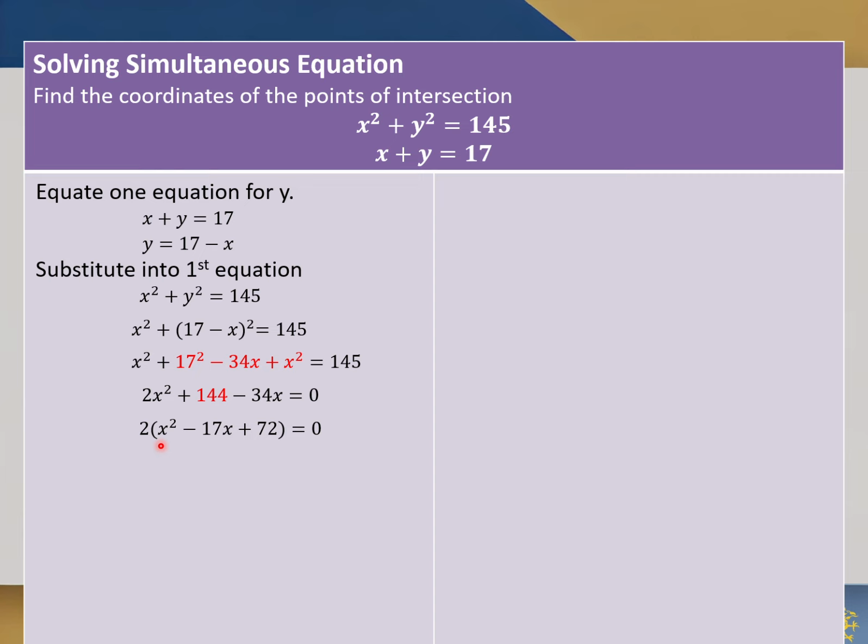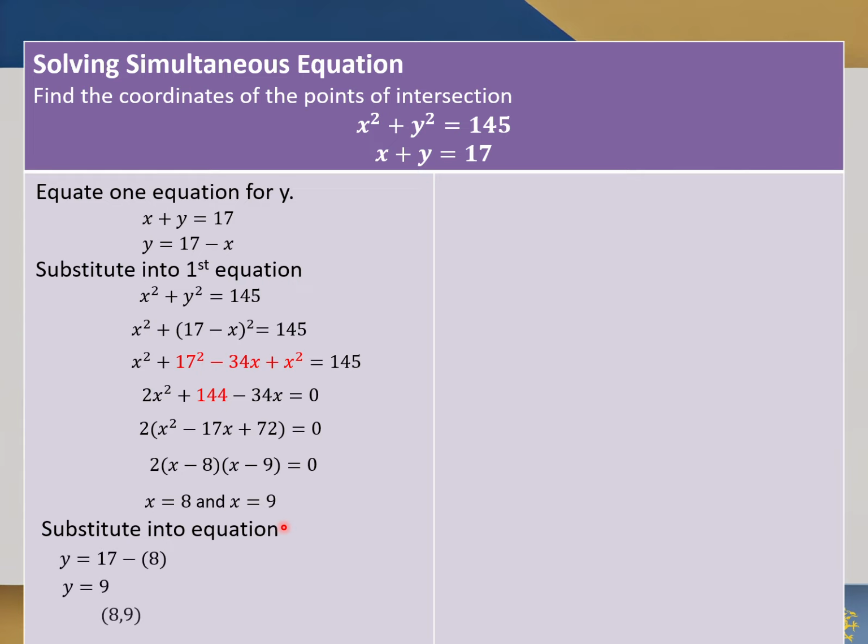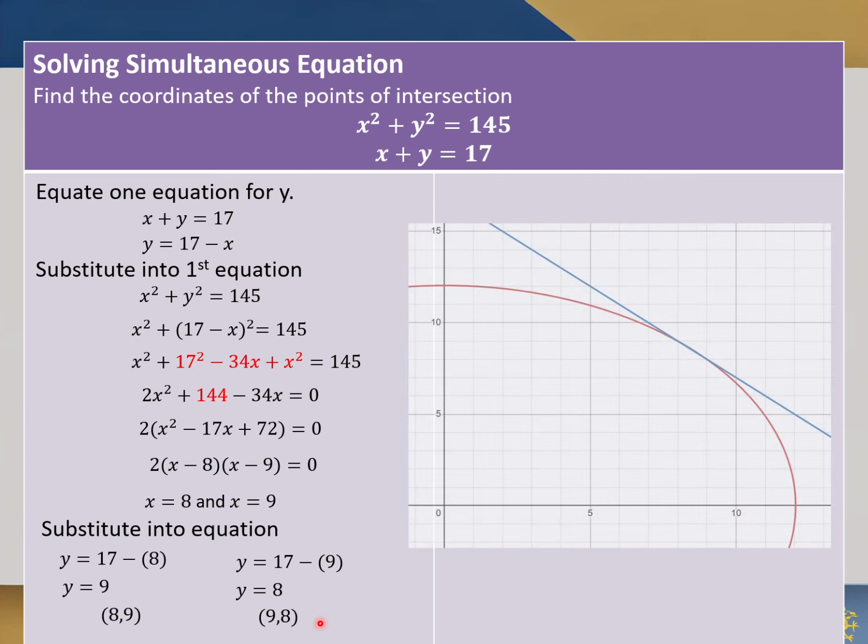Now, the two numbers that multiply to equal 72 are 8 and 9. 8 times 9 is 72, but if they're both negative, they will add up to negative 17. So that gives me (x − 8) and (x − 9). That means x is equal to 8 and x is equal to 9. If I substitute them into the equation, and I'll again pick the linear because it's easier, 17 take away 8 is 9, so 8 comma 9, and 17 take away 9 equals 8, so 9 comma 8. If I put that on the graph, we can see it's going to be here and here, in relation to each other.